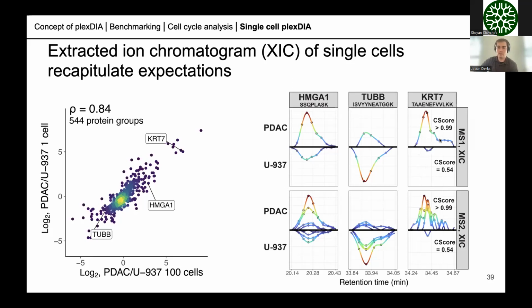In fact, we can, and we can get this identification and extract that signal. And this is an identification that, if you were just running U937 cells by itself, you would probably not identify. So these are some of the advantages that you would get with running multiplexDIA.